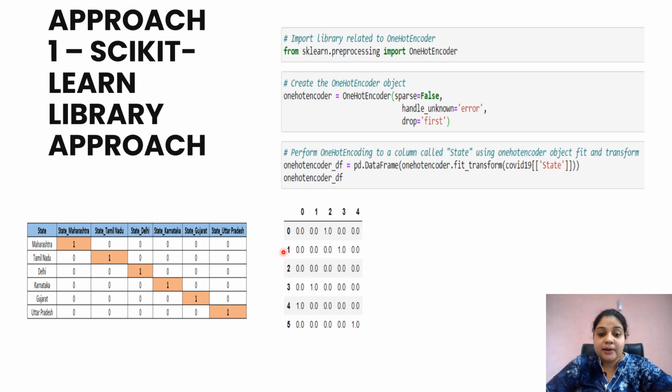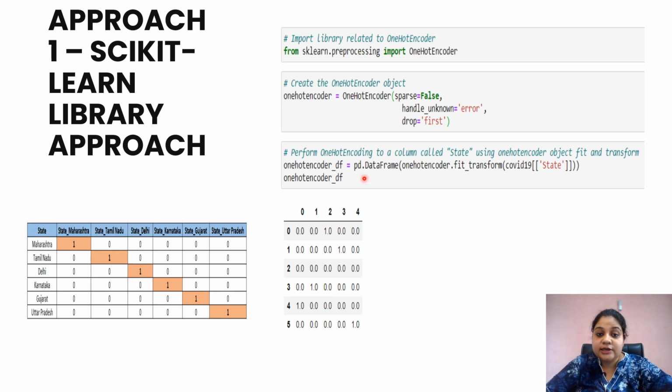Next is Gujarat. So Gujarat gets a value 1 here. Uttar Pradesh gets a value 1 here at the fourth place. That means the first category will be Delhi, the second category will be Gujarat, the third category will be Karnataka, where the first column has one value. The fourth value will be of Maharashtra, where we have one. The fifth value will be of Tamil Nadu, where we have one here, and the sixth value will be of Uttar Pradesh, just like label encoding.